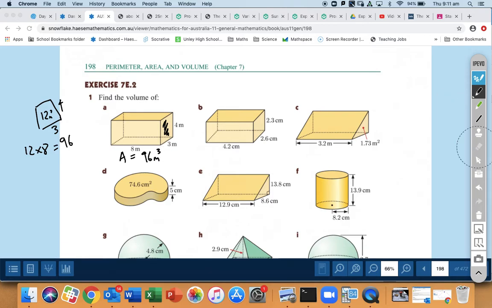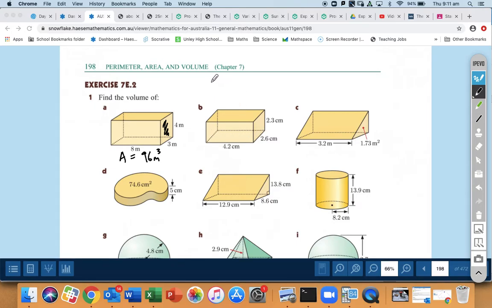Right, please, please, please write meters cubed. There's always someone who doesn't. But units are important in this world that we live in. So it's the same thing here. Find the area there on the square, times it through the length.